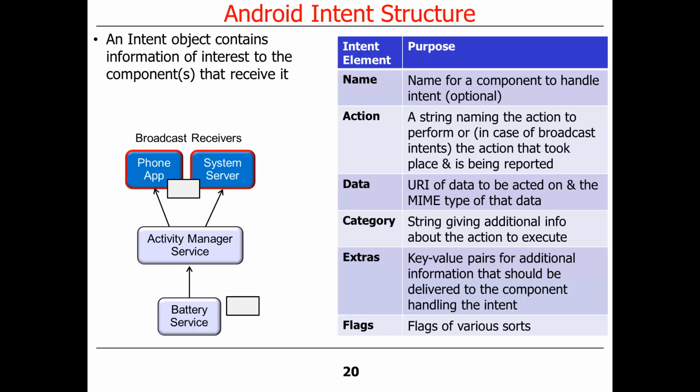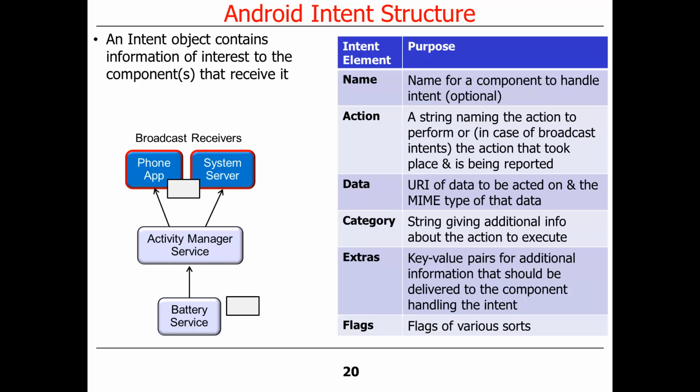Let's talk about the intent structure. Remember I told you before, an intent's a passive data structure, and it's got a lot of fields in it, and those fields are accessed typically through setter and getter methods. And there's a bunch of things that it provides. Just using a running example here, we have a battery service, which is going to keep track of the physical power level of the battery on the phone. And we'll have this thing called an activity manager service, but these are both things that are provided by Android and its system services.